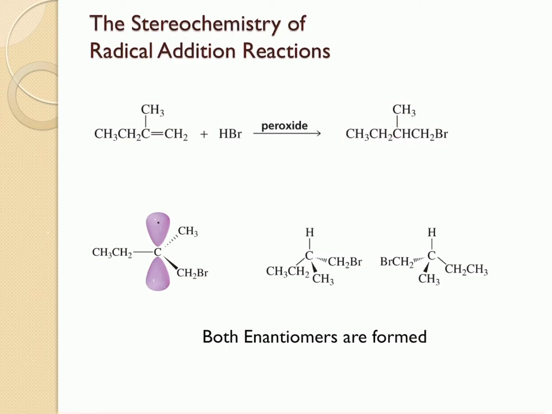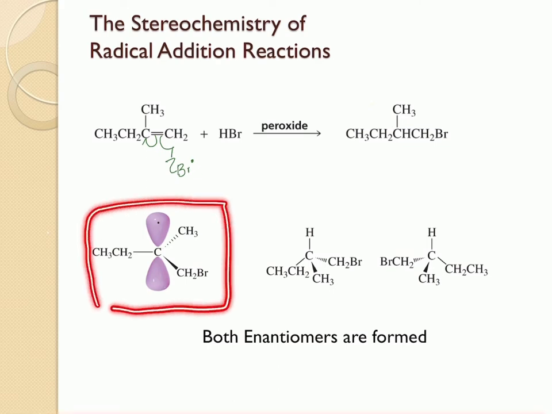Now, let's take a look into the mechanism first. So in the first step, what's going to happen? The Br radical is going to get added to the carbon which has the most number of hydrogens, which is basically anti-Markovnikov's rule. And this electron is going to go onto that carbon, thereby forming this radical.